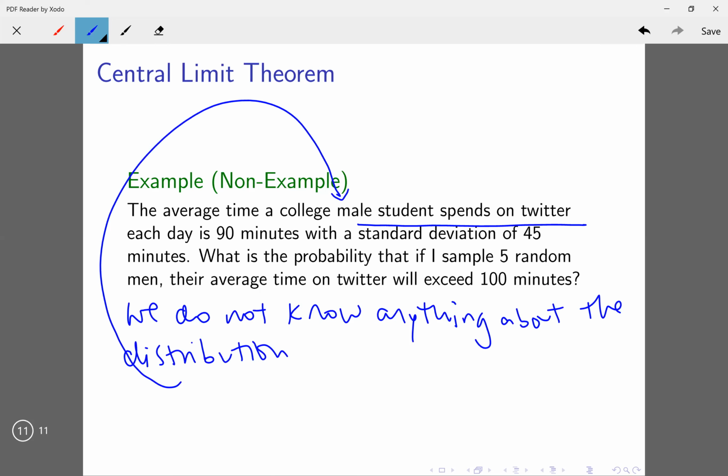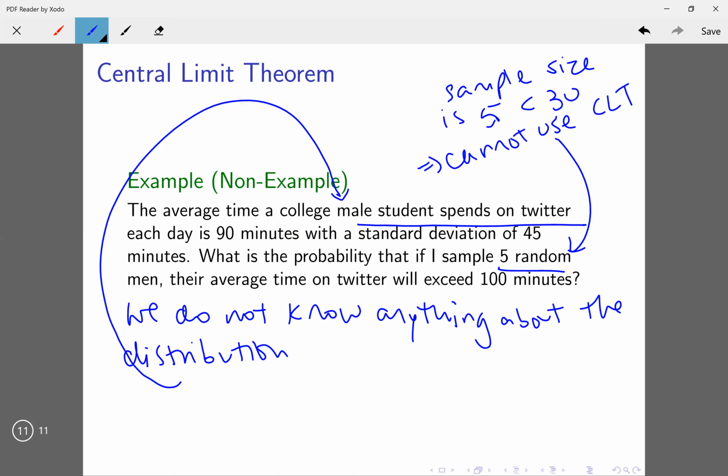Sample size is 5, which is less than 30, which means we cannot use the central limit theorem. We use the letters CLT to mean central limit theorem. So in this case, since I don't know that the underlying population is normal and my sample size is not big enough, I cannot conclude anything about this probability.